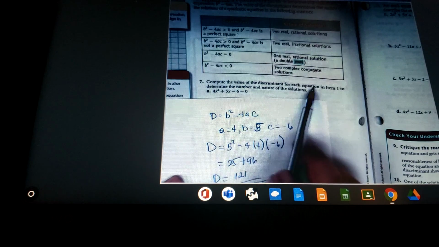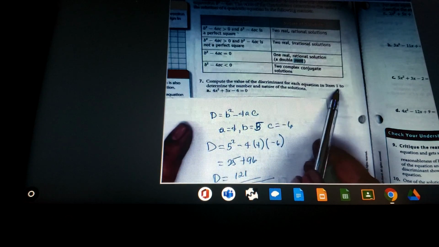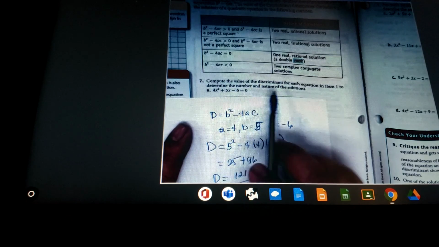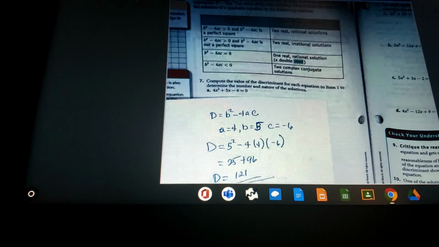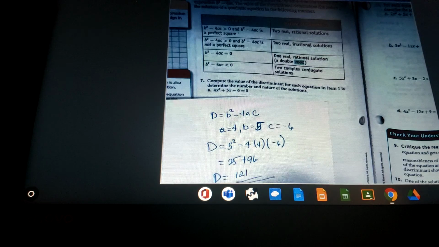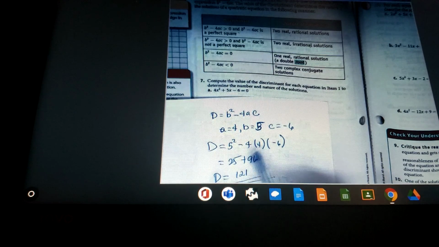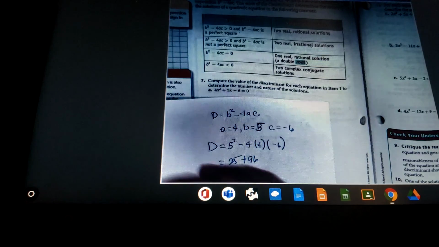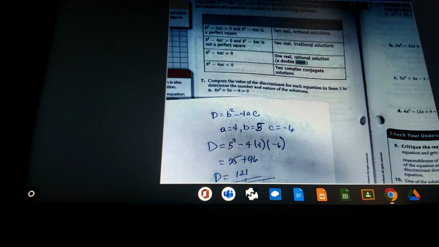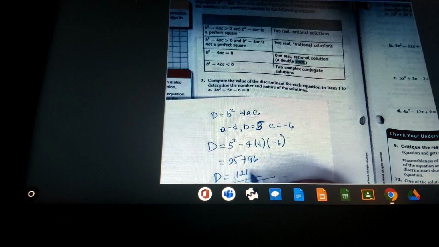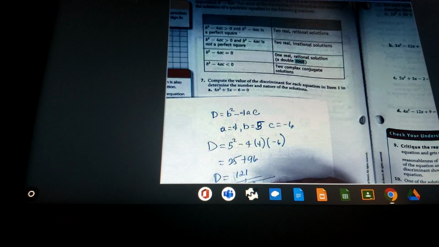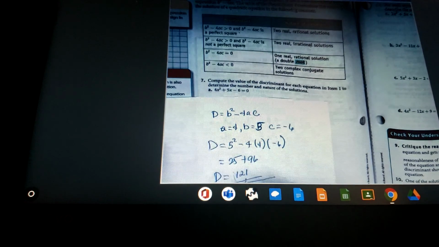Okay. So determine the number and nature of the solutions. If our answer is 121, what is this? Rational or irrational number? Rational. Yes, because when you use this in the quadratic formula, you will get the square root of this, which is equal to 11. So therefore, this is rational.